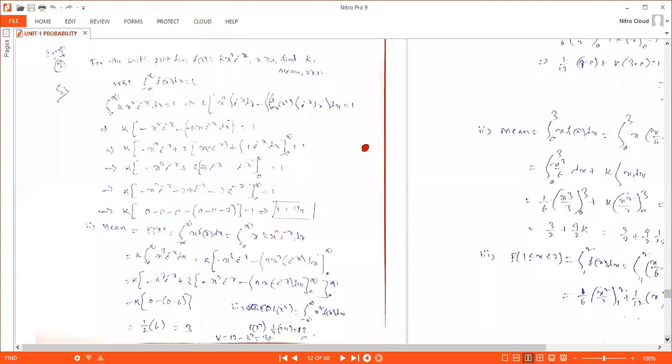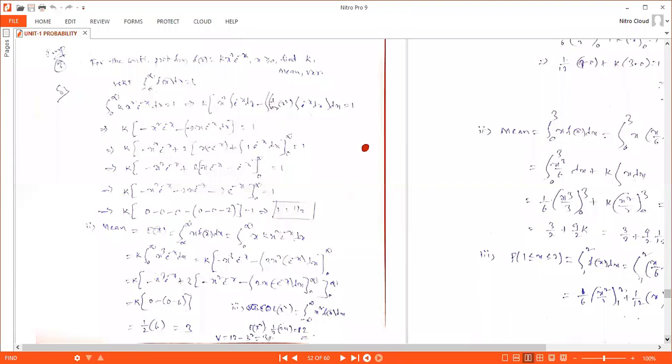Now coming to mean. Mean is defined as mu equal to expectation of x, equal to the integration from minus infinity to infinity of x into f(x) dx. Substituting the values, since x is greater than or equal to 0, the integration starts from 0. So the limits are 0 to infinity, x times k x square e power minus x dx.